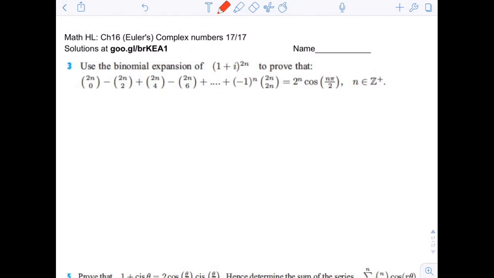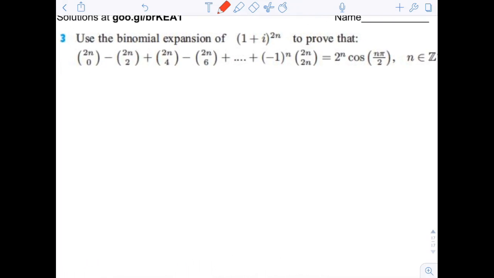So last page of Euler's Complex Numbers, Chapter 16, and the last page of the blue book. Number 3, use the binomial expansion of (1 + i)^(2n) to prove that this left side equals this right side. Okay, so if we take the left side, we can see that this is related to the binomial expansion of this because they have the coefficients from Pascal's triangle, right?